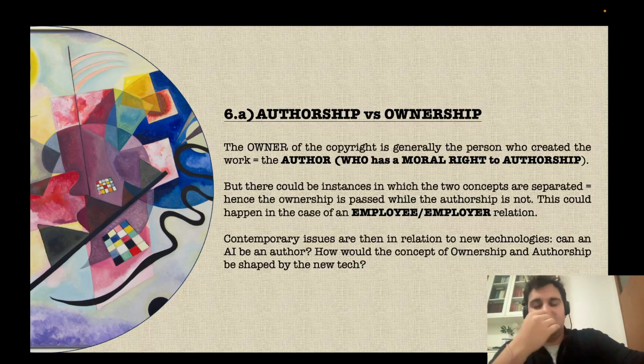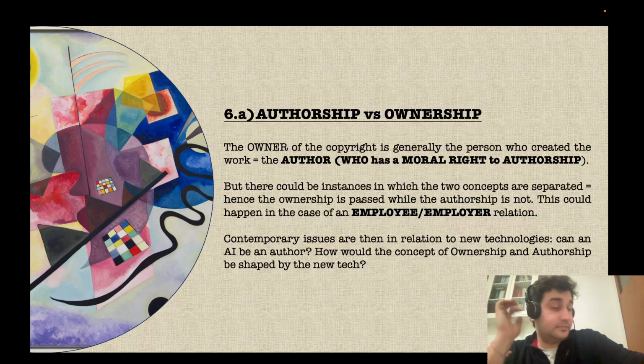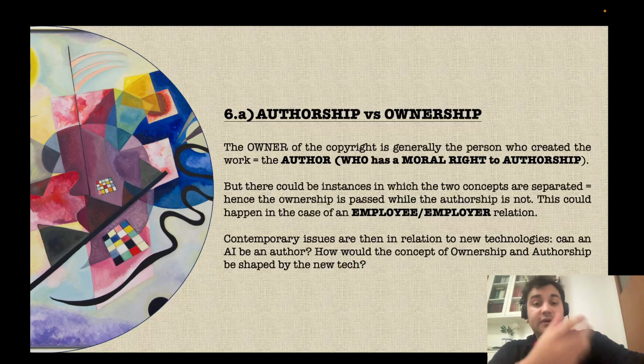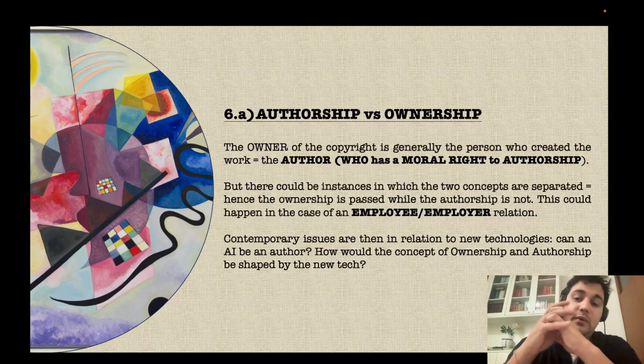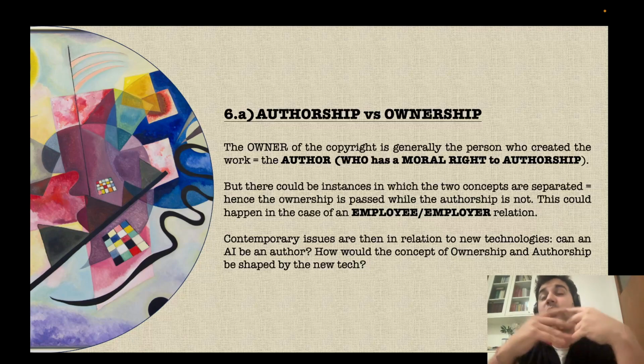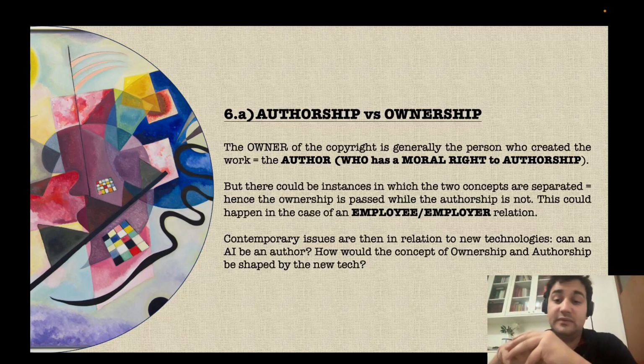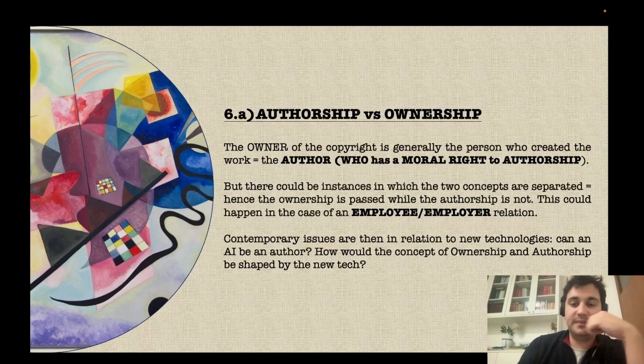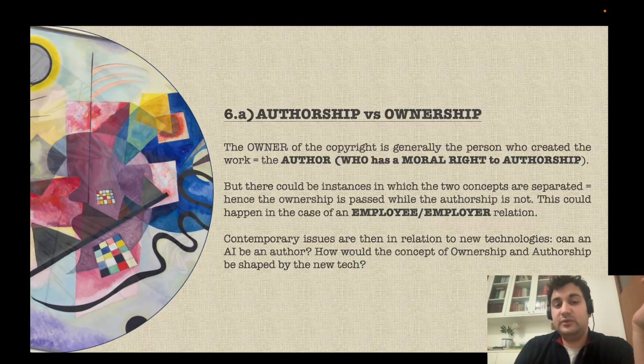As we said before, there is a moral right seen by the Berne Convention of 1886, Article 6 bis, that is the right to authorship, right? And the main issue here is how this moral right, if implemented, works with the concept of authorship and with the concept of ownership, and that's when the ownership is transmitted, for example, in the employer relation and so on. And especially how does it work with new technology.